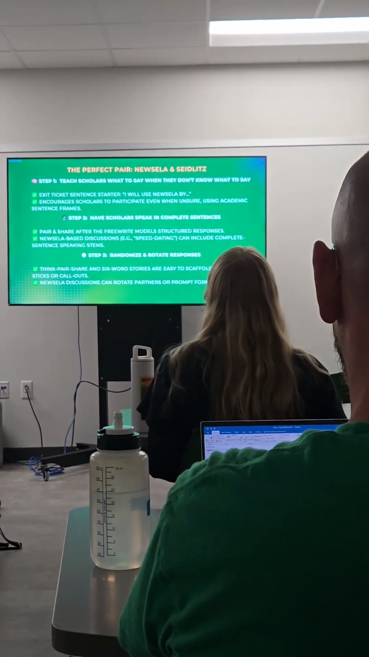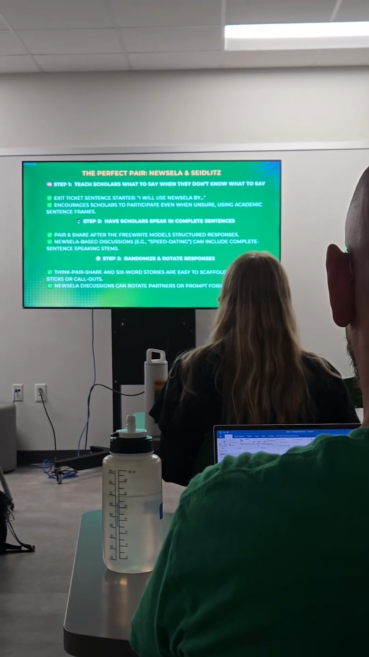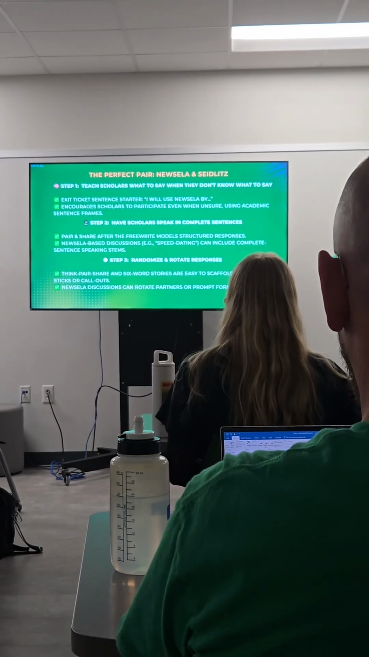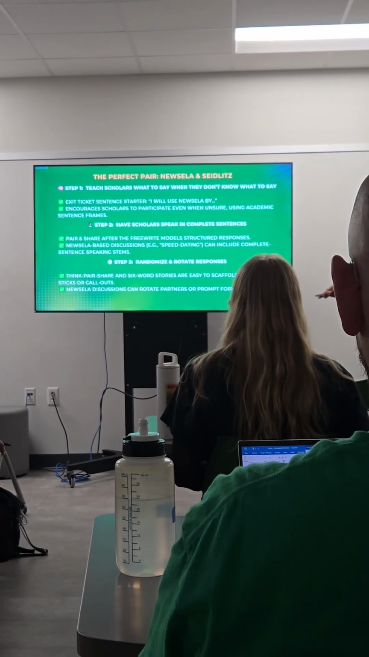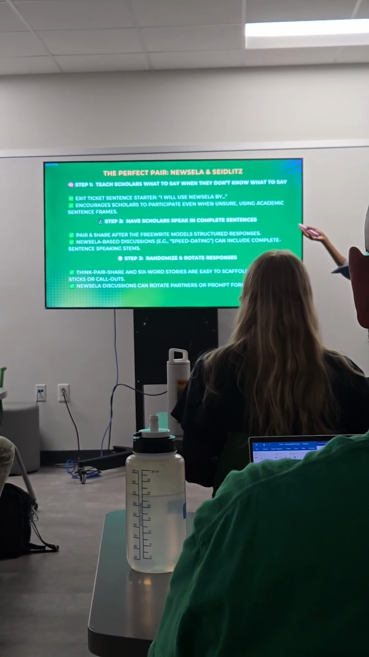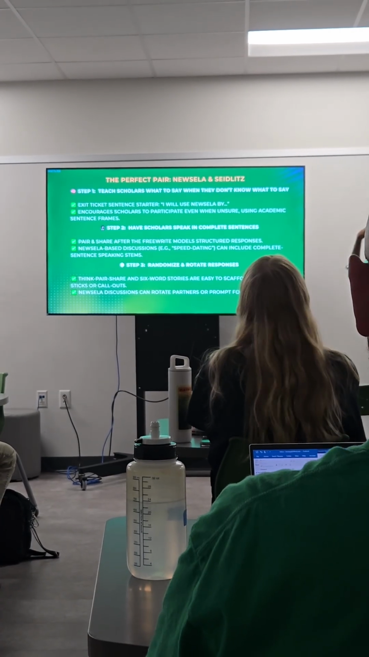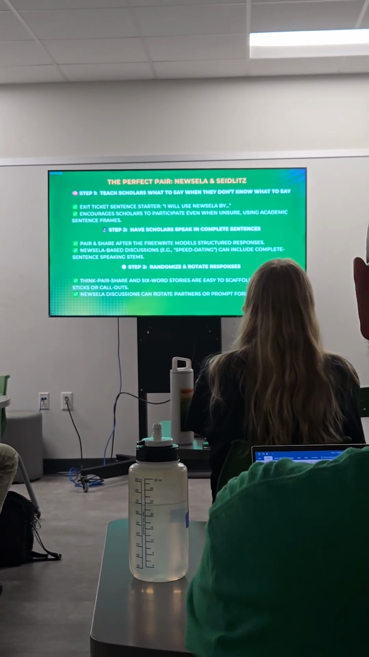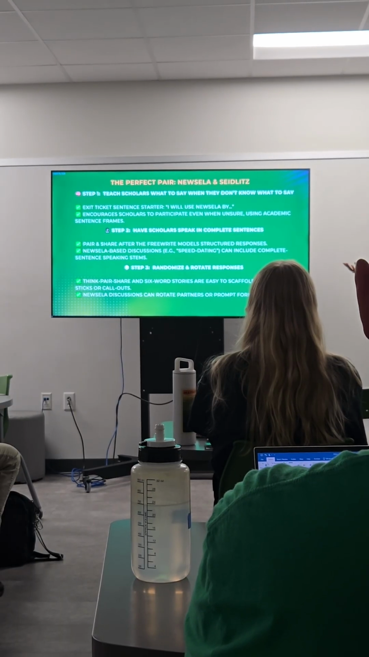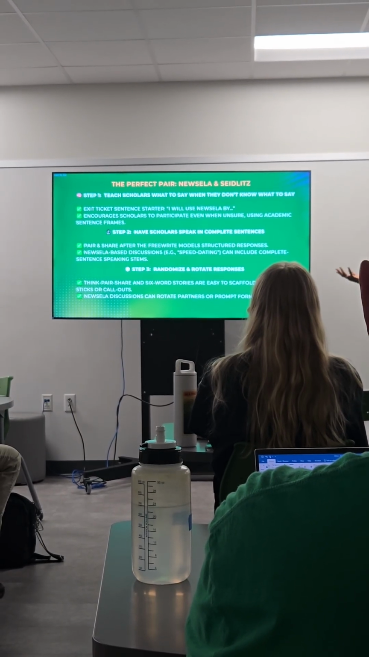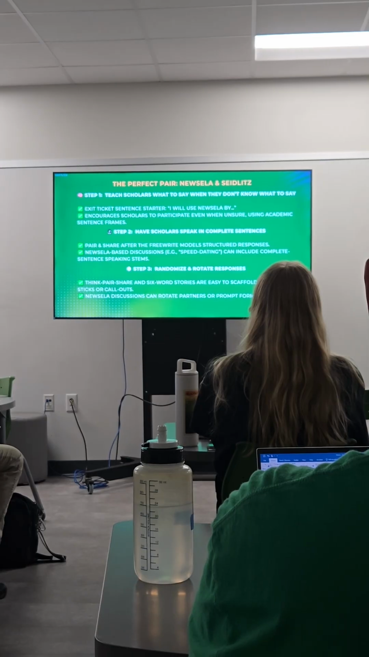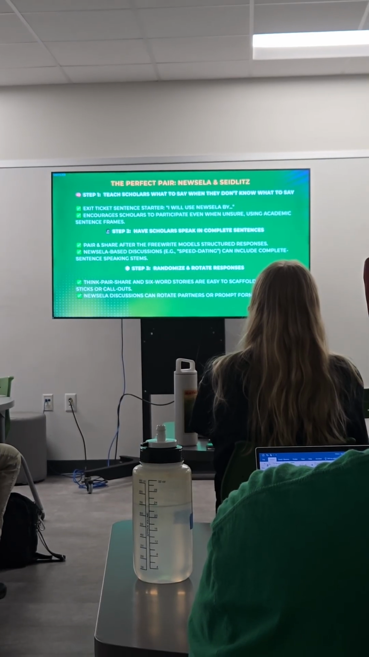So step 1, for our first step, teach scholars what to say when they don't know what to say. Because a lot of times I say, I don't know. Y'all remember the anchor charts we had to do that give them sentence starters or prompts? With our exit tickets, it could actually help them with saying, all right, I will use NEWSELA by, and then explain. Then also it encourages them to participate even when they're unsure by giving them academic sentence frames, so they don't even have to think about it. If you give them a start, they can say, oh, well, let me plug it in, okay?